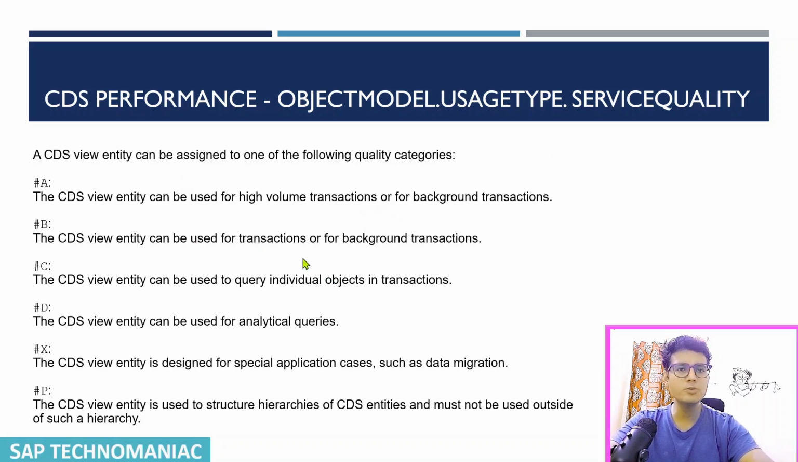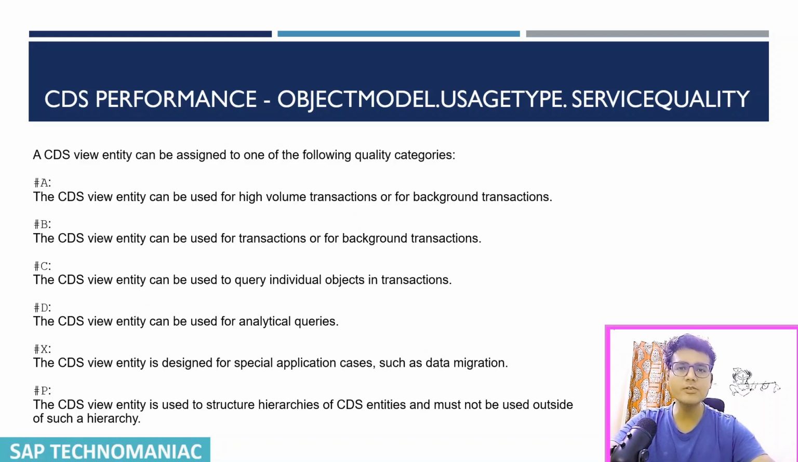B we generally use for transactional data. C when we query an individual object. D for analytical queries where we have a lot of tables. And X we can give if we don't know something; by default we give X. And P we never use for real time. Most of the time we have to use A to D for each and every CDS.